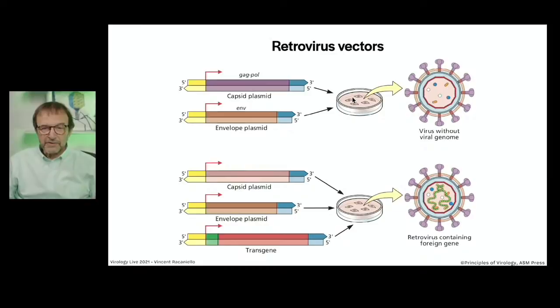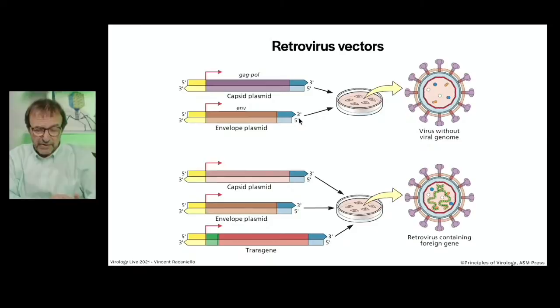And then you also include an envelope plasmid. Now you have particles with glycoproteins, but without the genome. There's no viral genome encoded in these plasmids. So you have empty particles. So that is an early discovery which enables all of this.